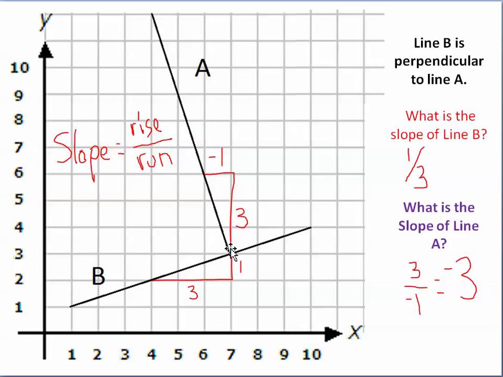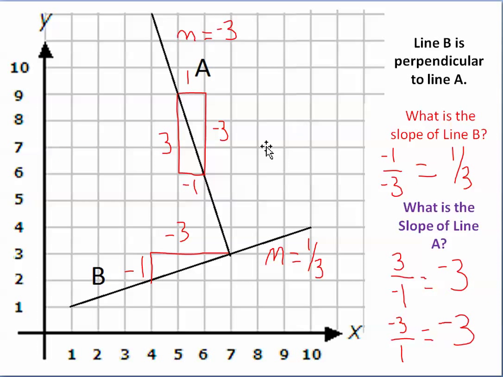Now, when I take a look at the perpendicular to line B, line A here, if I start right here, I go up 1, 2, 3. That's a positive amount, but now I move in a negative direction, -1. So, what is the slope of line A? Well, my rise is positive 3, but my run is a -1. Simplify this, and I wind up with -3. This is a slope that's negative. This is a slope that's positive.